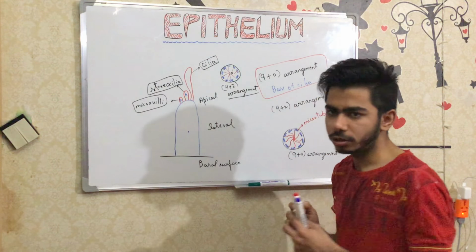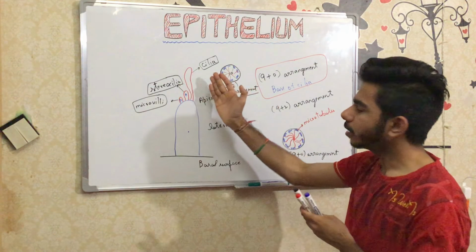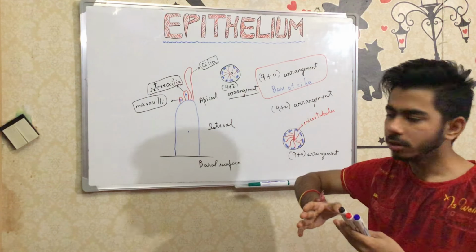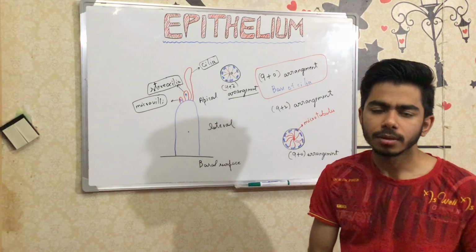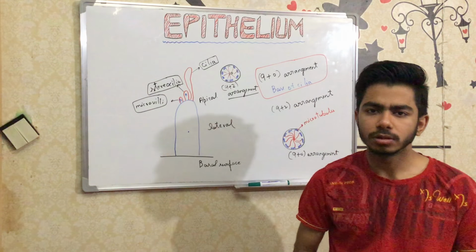So this is the 9 plus 2 arrangement. So what makes them really move, the cilia? They are moving in the trachea. So what are they really moving? They are not present only in the trachea, because this columnar epithelium is found in other portions too.